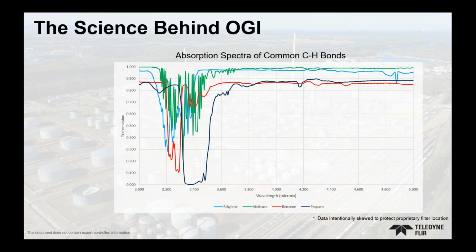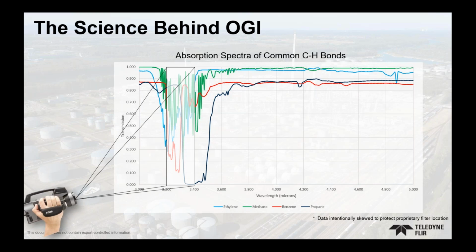Just to give you a little bit of the science behind optical gas imaging, you can see here absorption spectra of the common hydrocarbon bonds. We have ethane, methane, benzene, and propene. Fundamentally, you see that these spectral responses of absorption are overlapping each other.